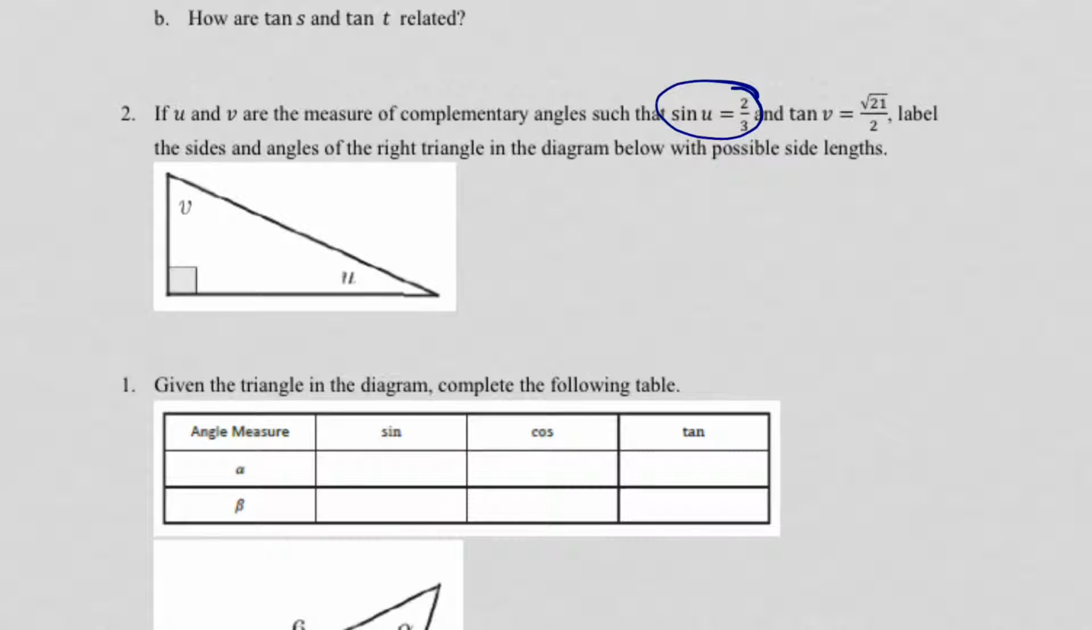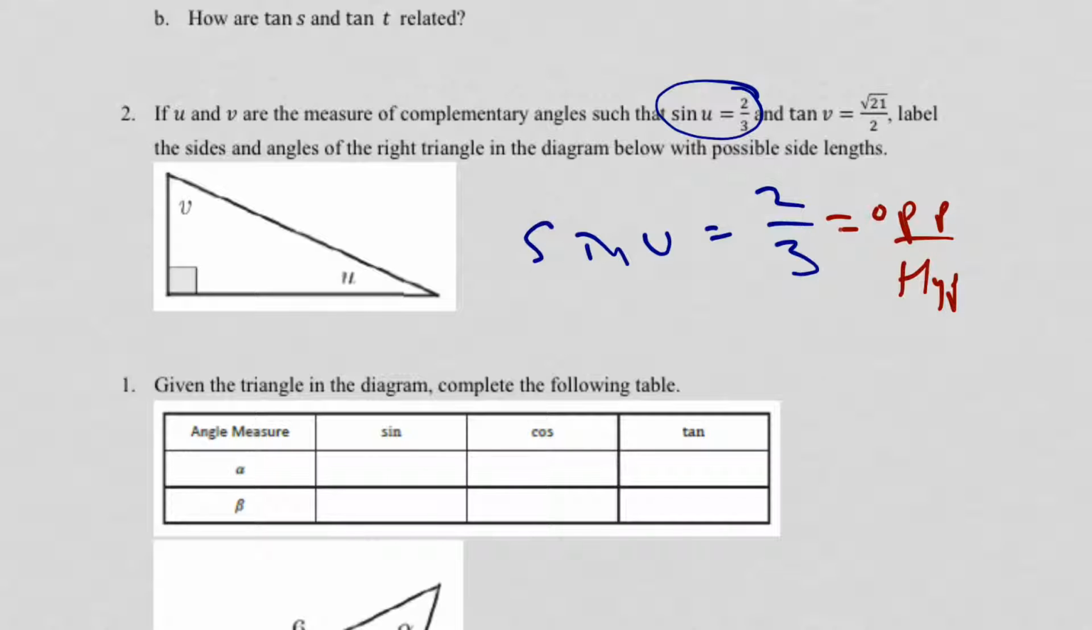Okay, I'm going to use this. Sine of u is equal to 2 over 3. But if you guys remember, sine was opposite over hypotenuse. So, starting from angle u, which is over here, the opposite is 2, the hypotenuse is 3, so that means in order to find this, you will just do the Pythagorean theorem from here.